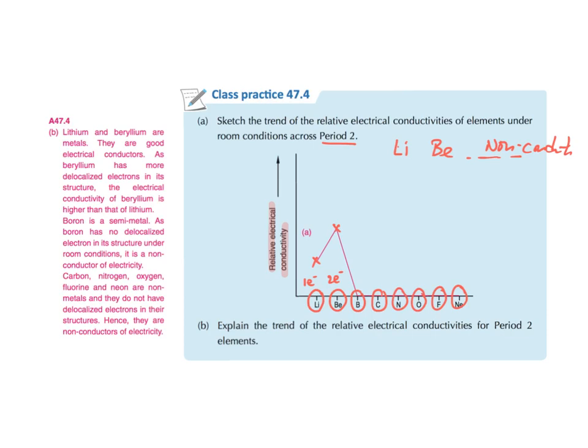Last one, we're going to explain the trend. Like what we've done previously, you will mention lithium, beryllium. They are metals. The beryllium has more delocalized electrons than the lithium, so therefore the electrical conductivity will be higher than that of lithium. While for boron, no delocalized electron, and then for carbon, nitrogen, oxygen, fluorine, neon, all these are non-metals. They do not have delocalized electrons as well. That's it, easy. That's all for this part.